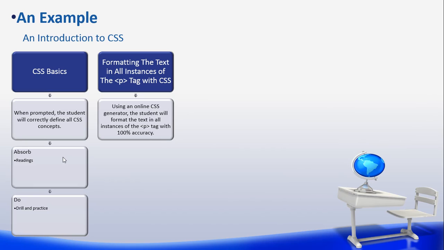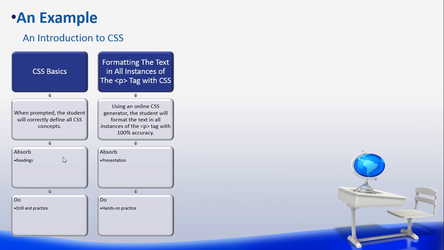So for fields that allow for some level of tolerance for error, then you can lower that accuracy level. For fields that don't, then you're stuck with 100%. So that's my objective, and then for that particular objective, I'm going to have a presentation. I really want to go through the process of how to use that online CSS generator to format the text in the p tags. And then after that, I want to give my students hands-on practice.